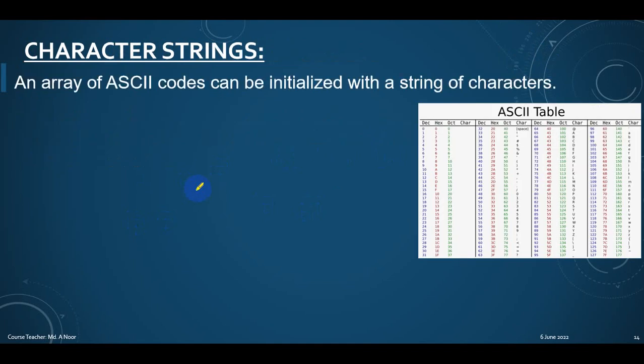Character string. An array of ASCII codes can be initialized with a string of characters. For example, letters DB 'ABC'. Okay, so you define a word or string by the directive called DB. This directive DB is fixed. You cannot use DW, you cannot use DD, you cannot use DT, only DB. That is fixed. When you define a string or a word or a character, you use the term DB.